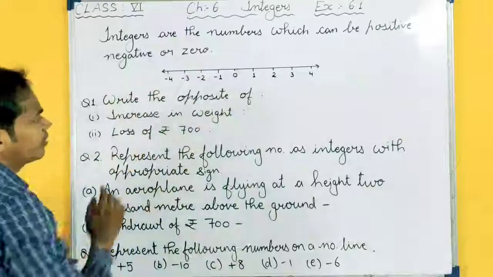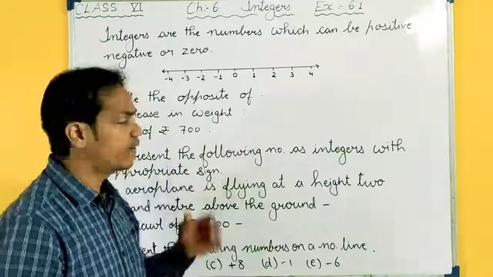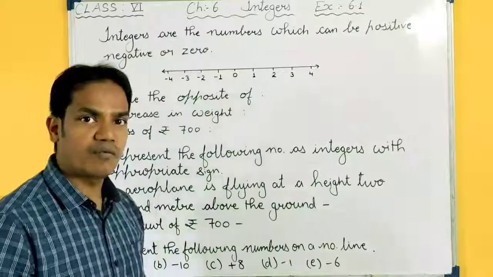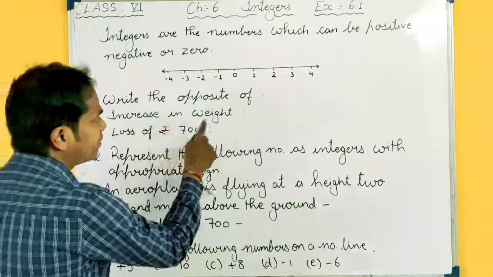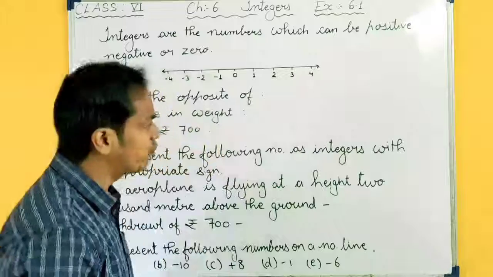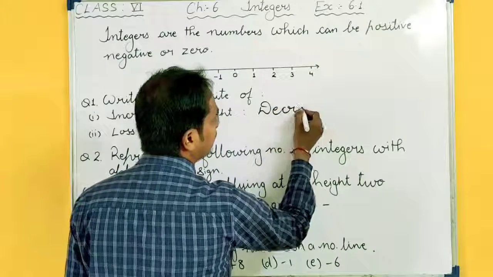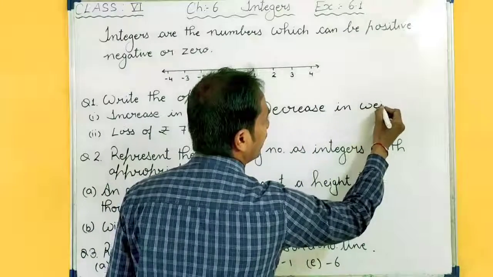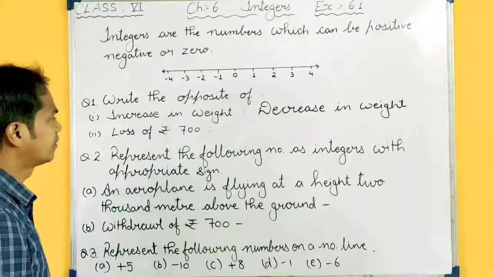Here I have taken exercise 6.1, question number 1. It is very easy. Write the opposite of. You have already learned opposites in English. Increase in weight. Increase means badna. So what is the opposite of the word increase? The opposite of increase is decrease. So your answer will be decrease in weight.